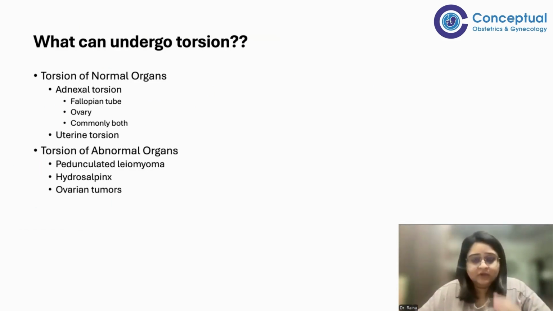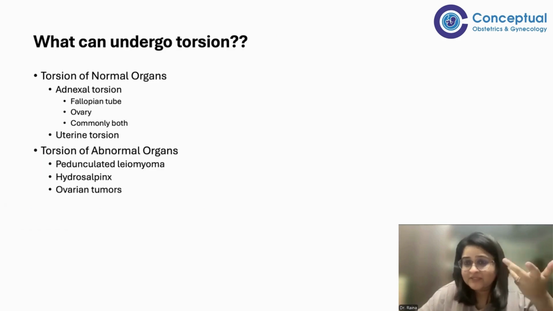So when we discuss torsion of pelvic organs, what are the pelvic organs? We have the uterus, we have the fallopian tube, and we have the ovary, right? And so a normal organ can also undergo torsion. It doesn't have to have a pathology, like we say ovarian cyst torsion or dermoid torsion. It is not necessary to have a pathology. Even a normal looking ovary can undergo torsion. Even a normal looking fallopian tube can undergo torsion. Even the uterus can undergo torsion.